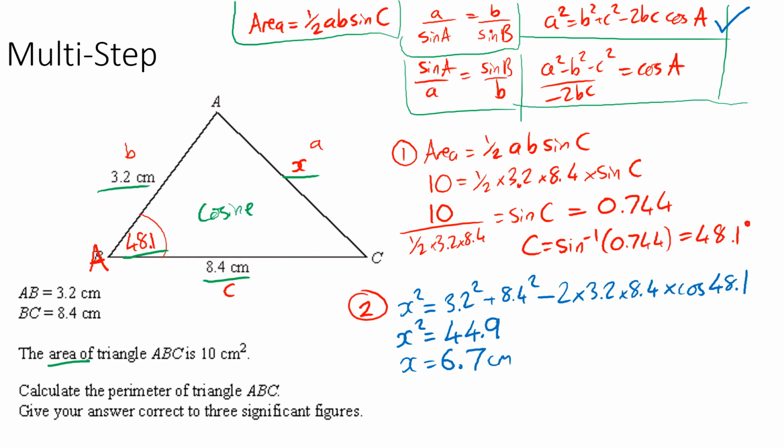Okay, are we done? No, because we still need to find the perimeter of the triangle. So you do need that final step at the end where we add up the side lengths. So we've got our 3.2 plus our 8.4 plus our 6.7. It said give your answer to 3 significant figures, so let's see what this looks like. This is going to go to 18.3, and yeah, that is 3 significant figures, so no rounding needed. We're in centimeters. Yeah, there we go.